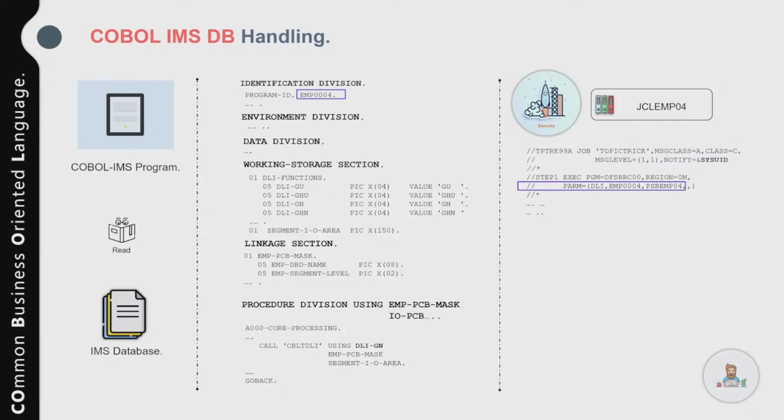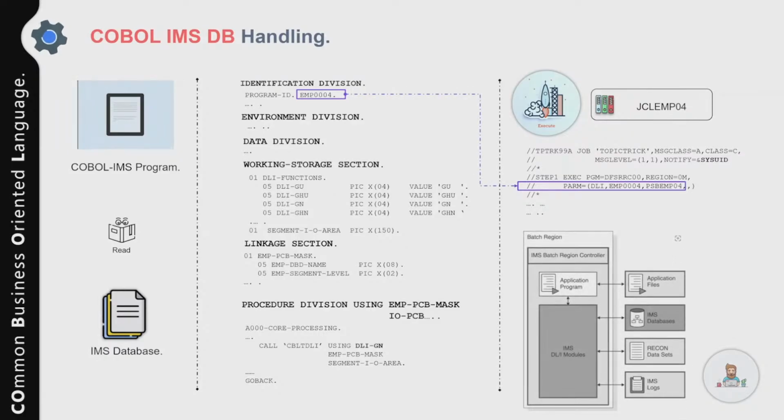That means your program is invoked under the control of the DLI batch initialization module. DLI first loads the appropriate control blocks and modules, then loads your application program, and finally transfers control to your application program. Now if you notice our JCL, we have used a specific program or utility, that is DFSRRC00.